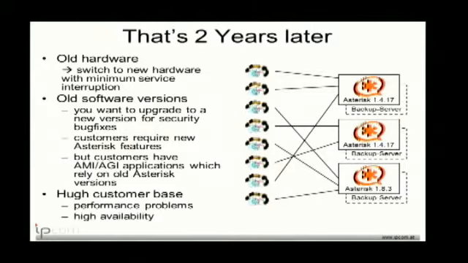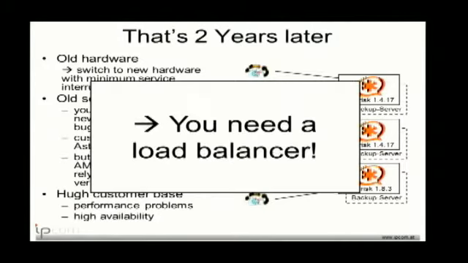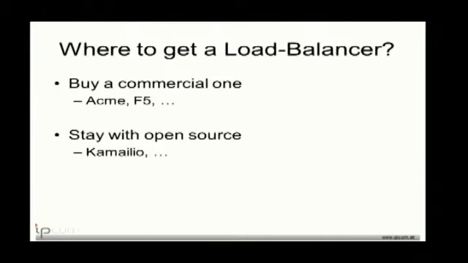So what I propose here is, you need a load balancer. Because with a load balancer, you can really ease the management of such an Asterisk cluster. So the first thing is where to get a load balancer. For sure, you can buy a commercial one. You go to Acme or to F5 and buy the BIG-IP. Of course, they're very powerful, but they're also very expensive.